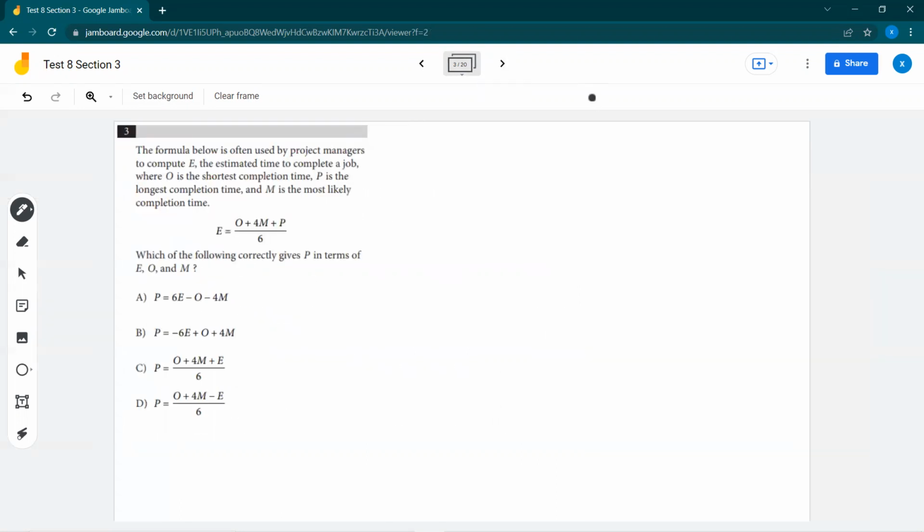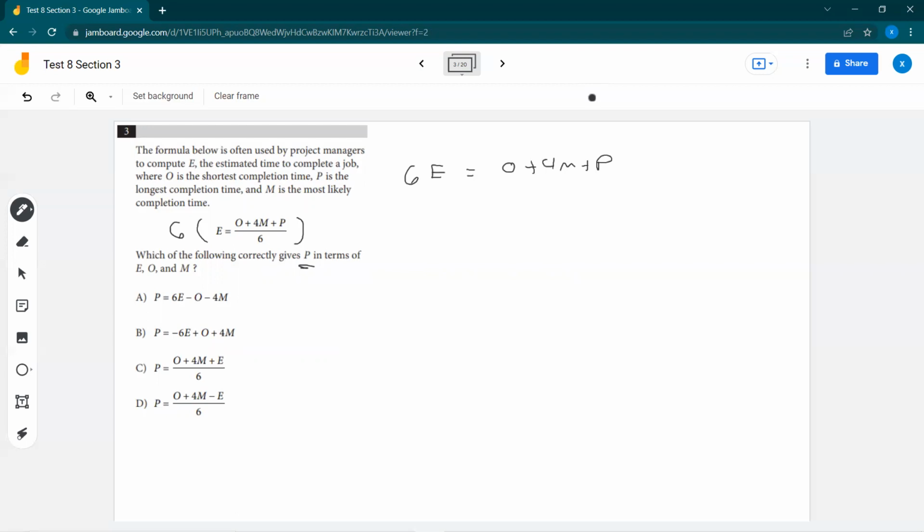Again, the formula below is being used to estimate the time to complete a job, and it uses these variables. We don't really need to go into the detail with those. We just need to be able to find p in terms of all the other ones. So the first step, let's write it up here, is to multiply both sides by 6 to remove this denominator. So if we do that, we get 6e is equal to o plus 4m plus p. We want to find p in terms of all these.